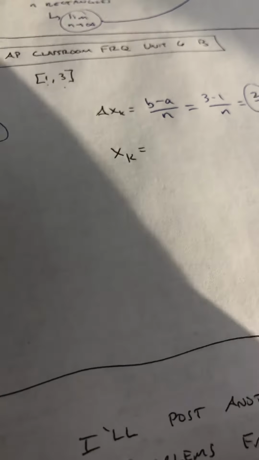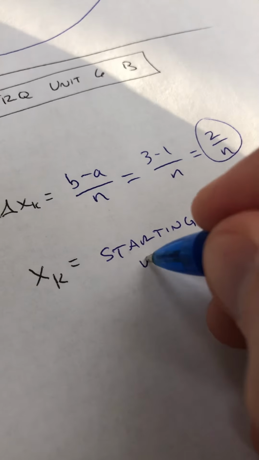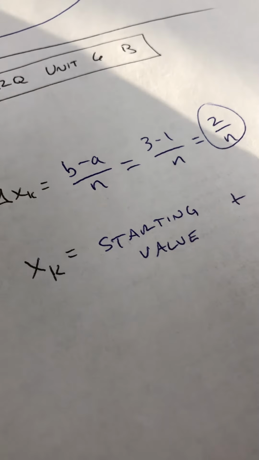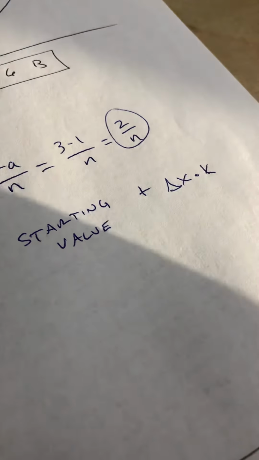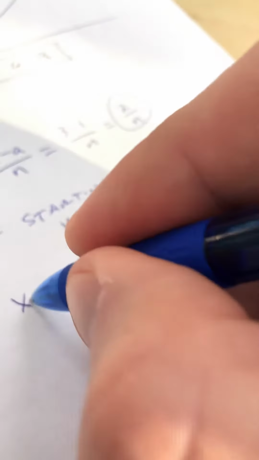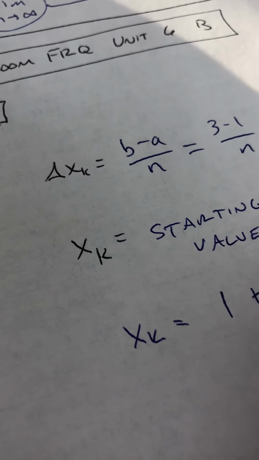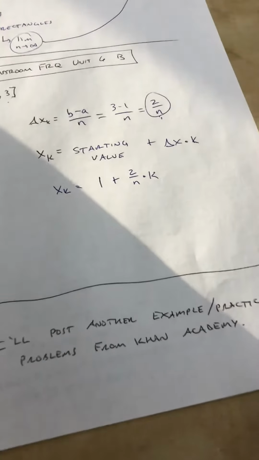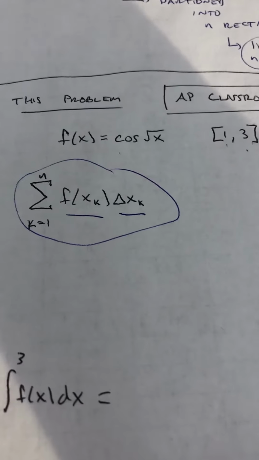Now our x value. x of k is just your starting value plus delta x times some k value. For our example, what is our starting x value? It would be 1, plus, what was our delta x? We just did that right here, 2 over n times some k value. So there is our x sub k. We have to plug those two values into our Riemann sum.